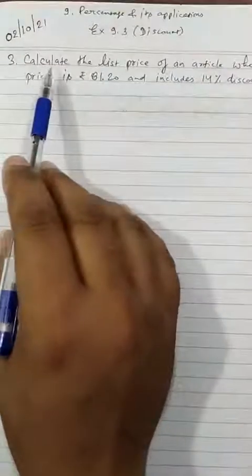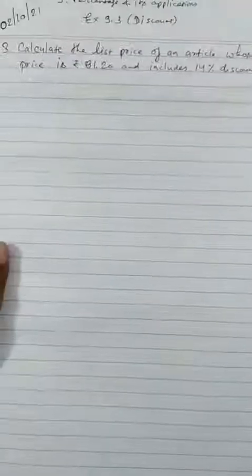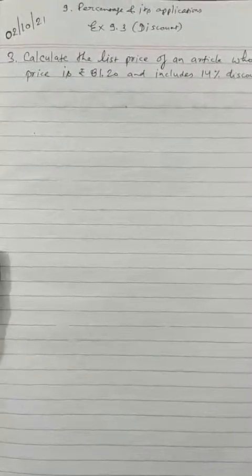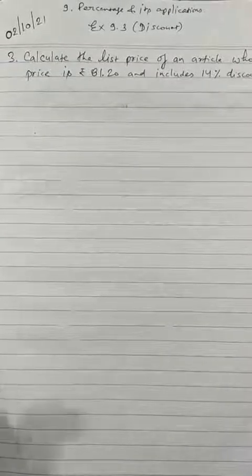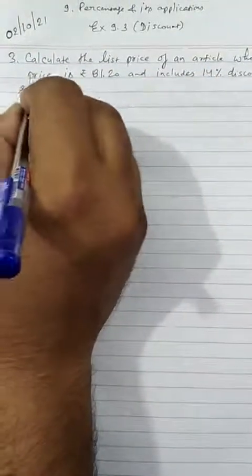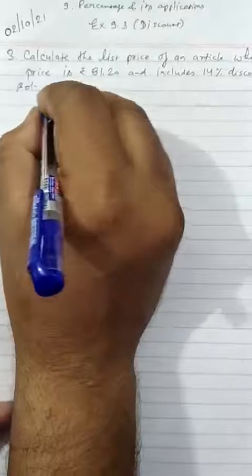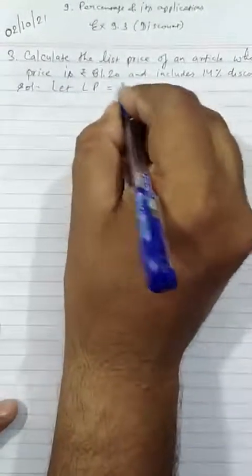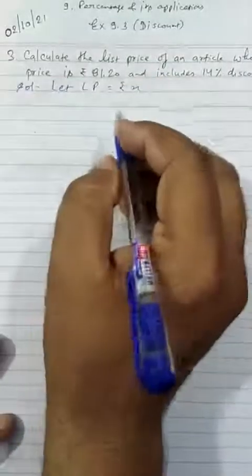So calculate the list price of an article whose selling price is 81.20 and includes 14% discount. So we have to find the list price. List price is always more than the selling price. List price is not given to us, so we'll take it as X. Let list price be rupees X.